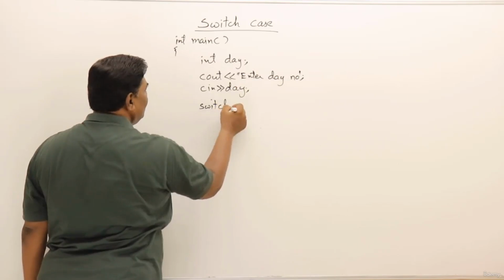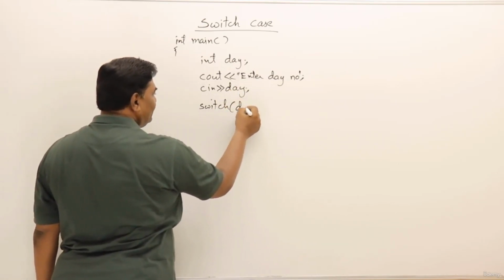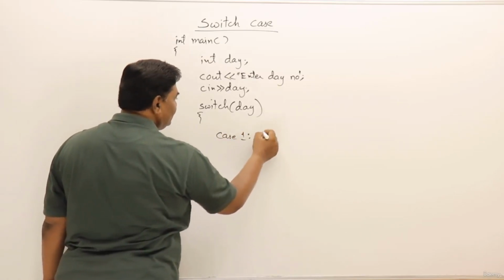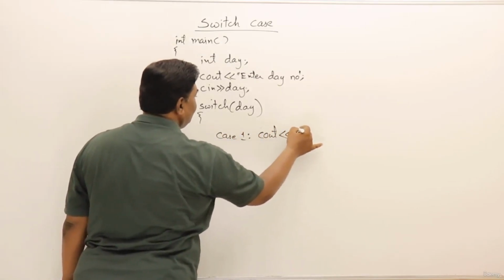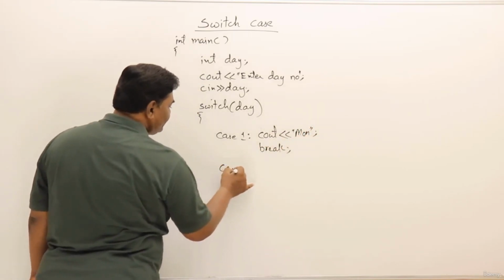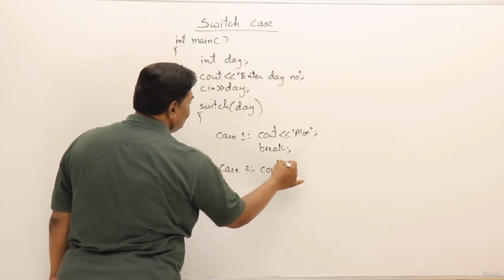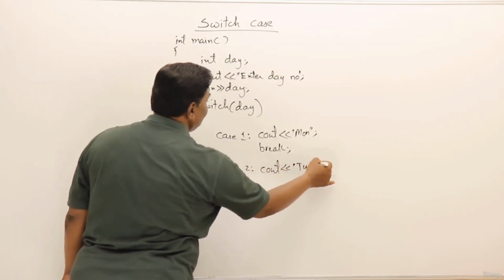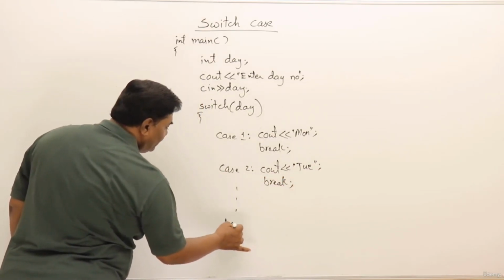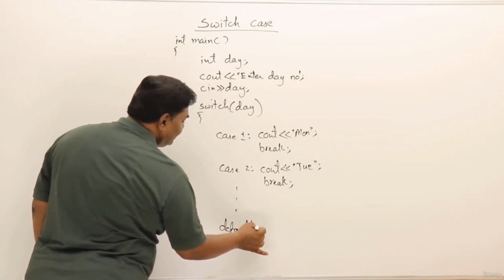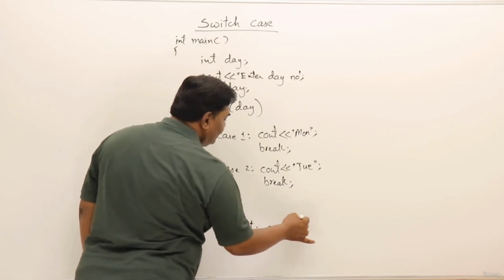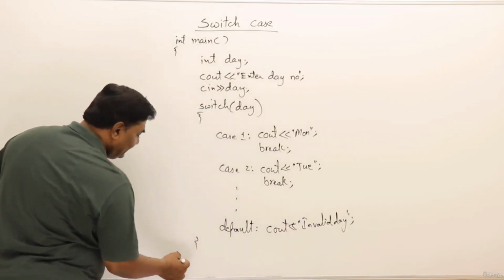switch. See, whatever the value is given, based on that day, in case it is 1, then cout Monday and break. Then case 2, cout Tuesday and then give break. It goes on. Default, if it is any other value, other than 1 to 7, there will be days. Other than that, we can say cout invalid day. Close. End of the program.